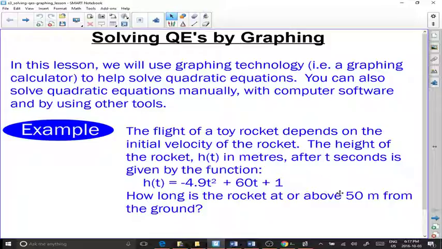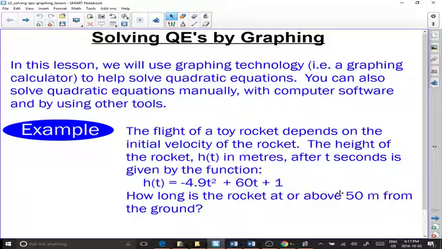So, example, the flight of a toy rocket depends on the initial velocity of the rocket. The height of the rocket, h(t) in meters after t seconds, is given by the function h(t) = -4.9t² + 60t + 1. How long is the rocket at or above 50 meters from the ground?